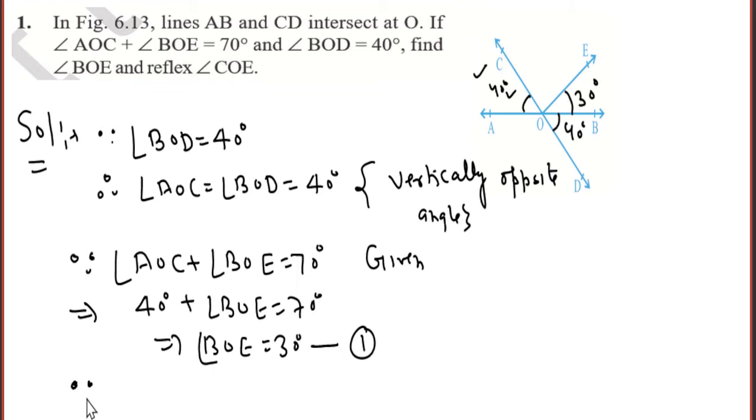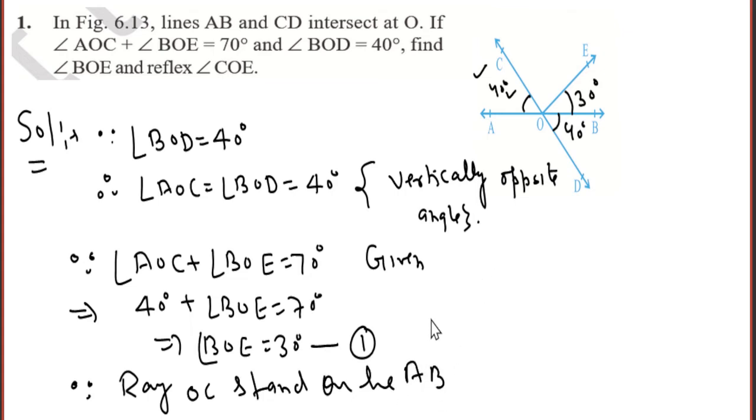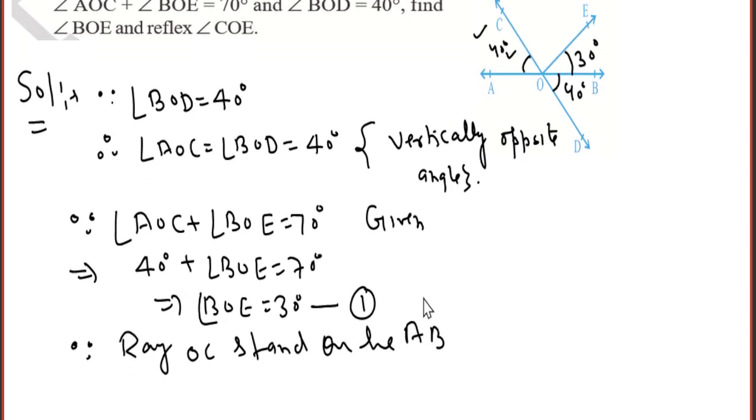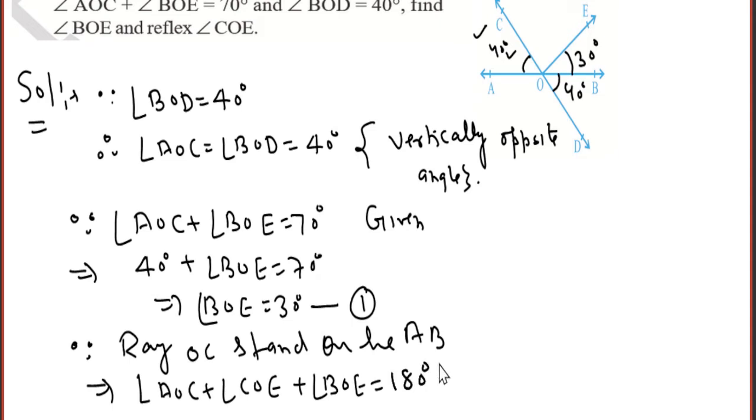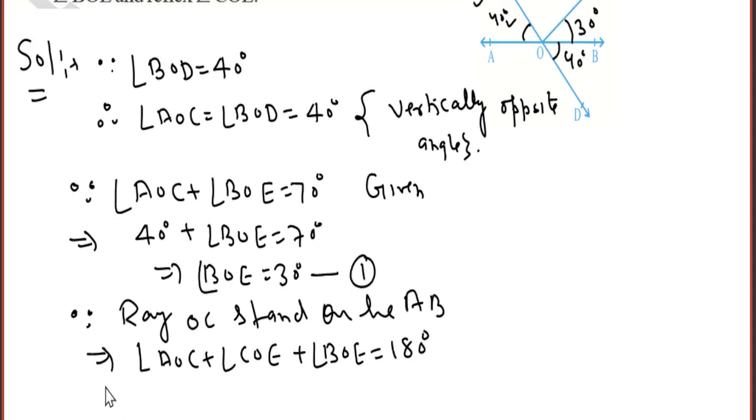Now since ray OC stands on line AB, so what happened? Angle AOC plus angle COE plus angle BOE is equal to what? 180 degree. So with the help of this one, and we already know that angle AOC is what?